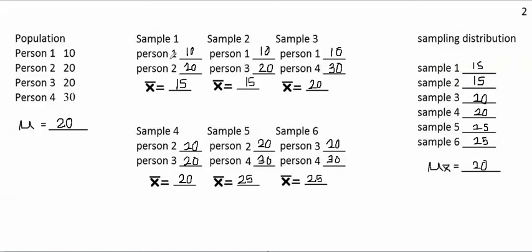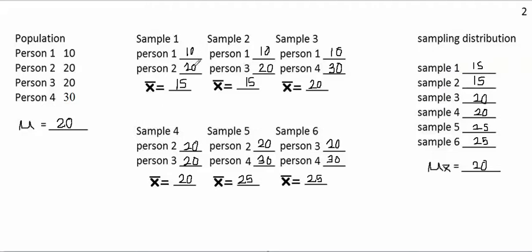Next, we need to plug the ages into the 6 possible samples of 2 people. Person 1 is 10 years old, person 2 is 20 years old, and so on. After we plug in the ages into all 6 possible samples, we need to calculate the mean of each possible sample. We can calculate the mean of each possible sample by adding the 2 ages in the sample and dividing the total by 2. Let's start with sample 1.